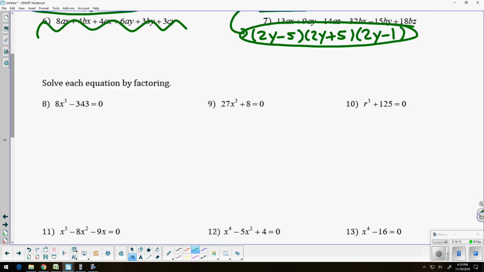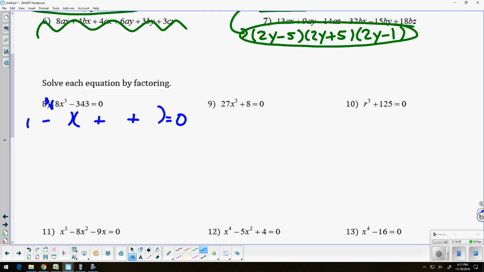Okay, so now that we know how to factor these, how do we actually solve them? So, the first one, number 8: 8x cubed minus 343 equals 0. So this is a difference of cubes. I'm subtracting 2 perfect cubes. So setting it up, binomial, trinomial. Again, the signs are same, opposite, plus, and now take the cubic root of each term.